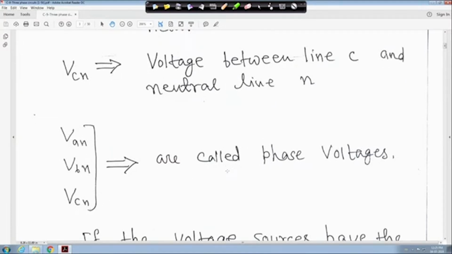That means in line to neutral, it is phase voltages. In your residence, whatever voltage you get, basically it's a phase voltage, like you get 220 volt or so. Line to line is different. Whatever you get in your house is basically the phase voltage, line to neutral. So VAN, VBN, VCN are called phase voltages.